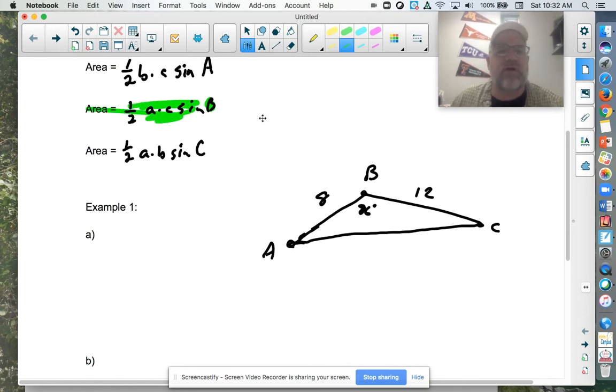So let's go ahead and plug what we know in. Opposite here, this is my little a. Opposite my C, this is my little c. Okay, so I've got this information. Let's go ahead and plug it in.